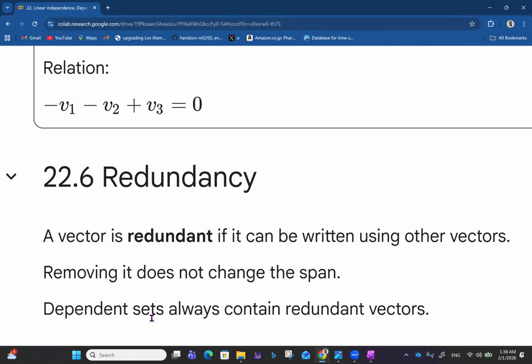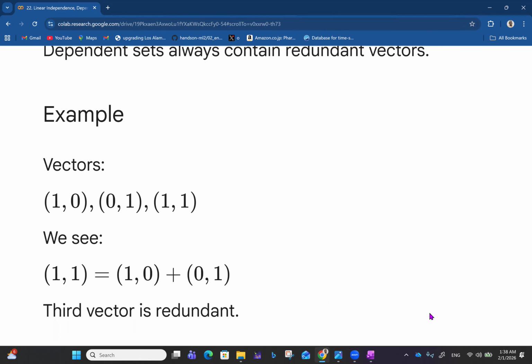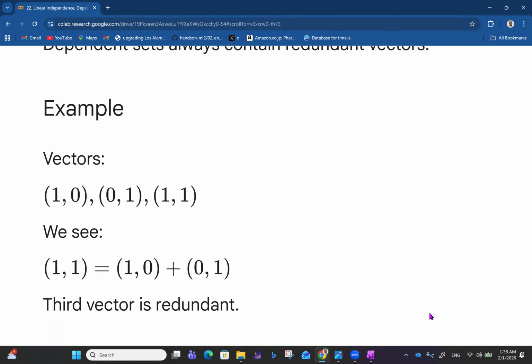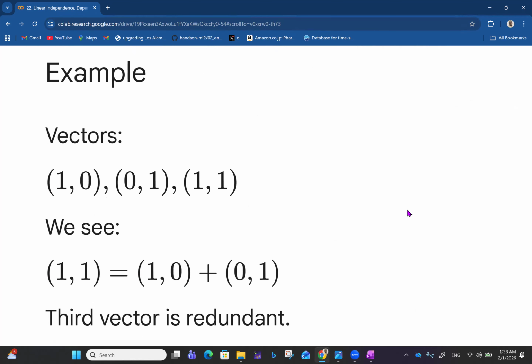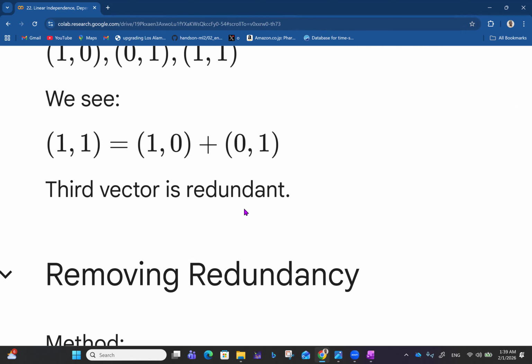So in that case, you say dependent sets always contain redundant vectors, right? They always contain one that is a multiple of the other, most of the times, or more. One or more is a multiple of another one if they are dependent. So for example, you have these vectors 1, 0, 0, 1, and 1, 1. From here, you see that 1, 1 is the same thing as when you add 1, 0 plus 0, 1. So in this case, this 1, 1 is useless, right? Because in essence, the addition of these two is going to give you this. So the third vector 1, 1 is redundant. You can actually remove it because it is not adding any new information to the system.